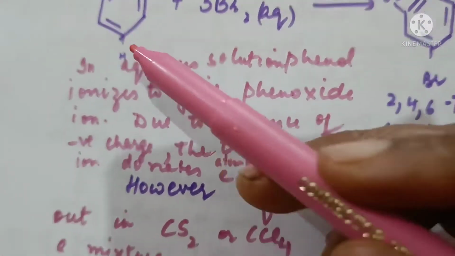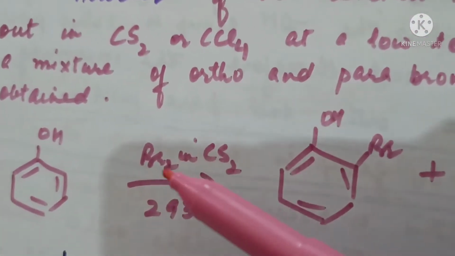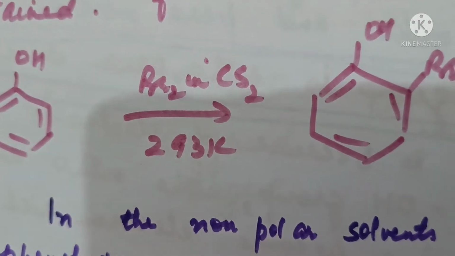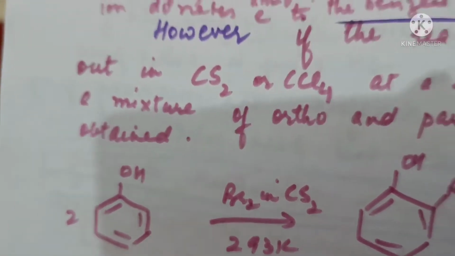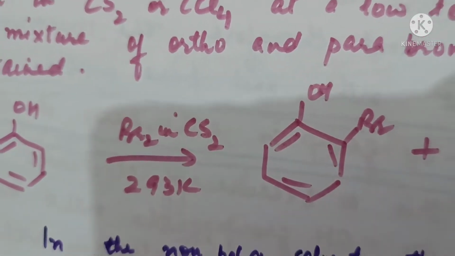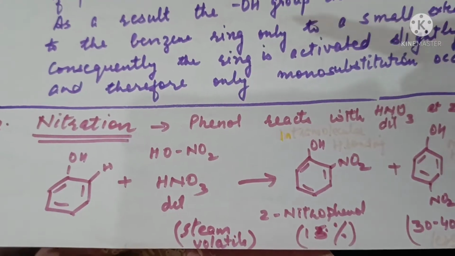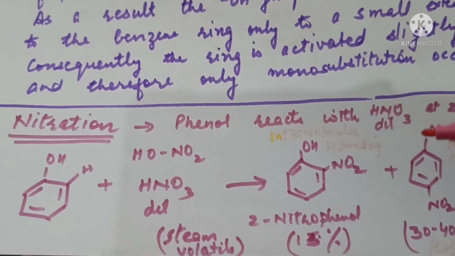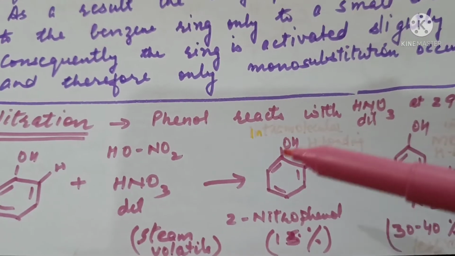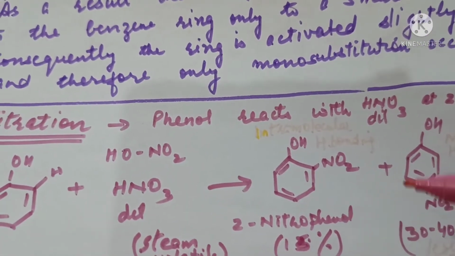But if phenol is made to react with bromine in presence of carbon disulfide or carbon tetrachloride, under anhydrous conditions, then only mono substitution occurs and ortho and para substituted phenols are formed. Nitration. Phenol reacts with dilute nitric acid at 298 Kelvin to form a mixture of ortho and para nitrophenols.